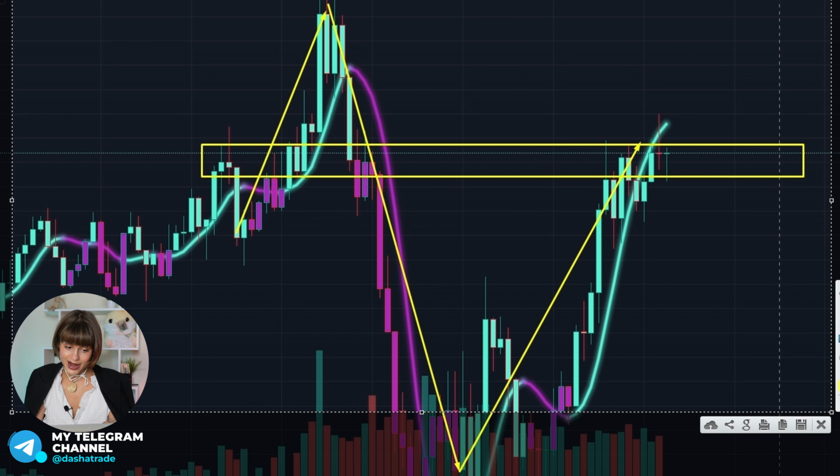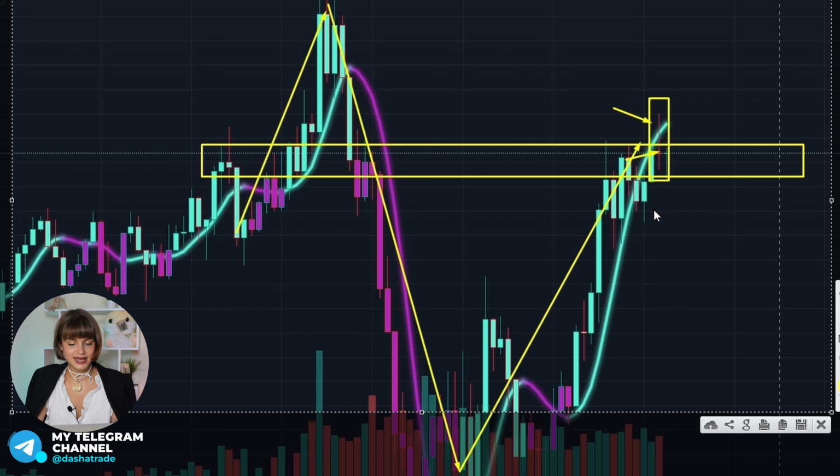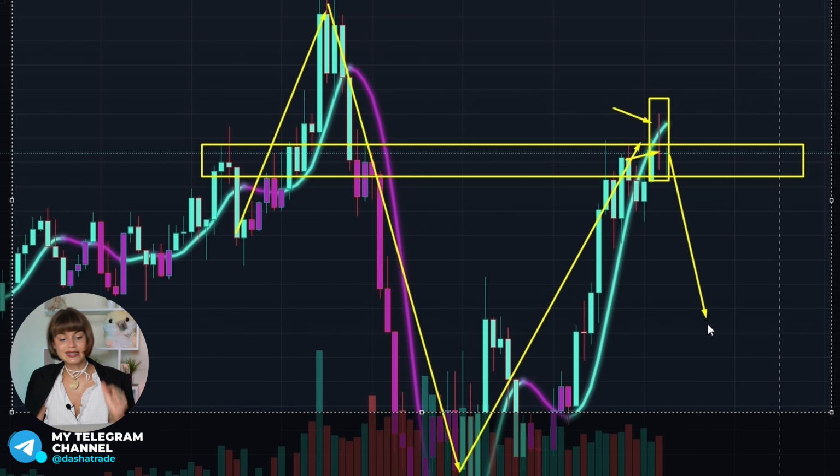Okay, however, as the price approached this level, a candlestick pattern with a long shadow and small body was also formed. It also indicates to me that there is a seller in this area who is ready to push the price lower.